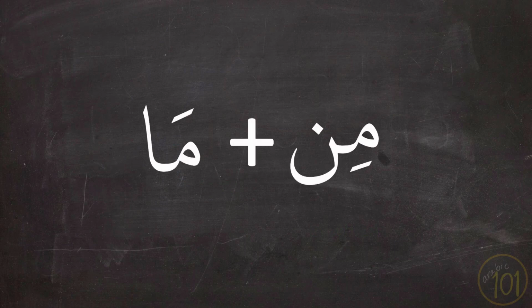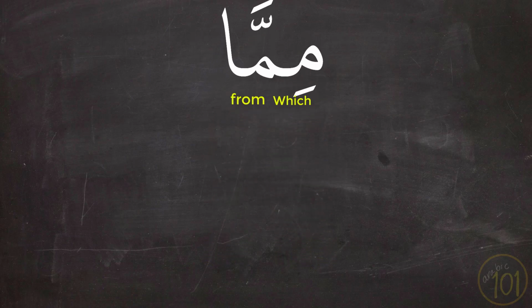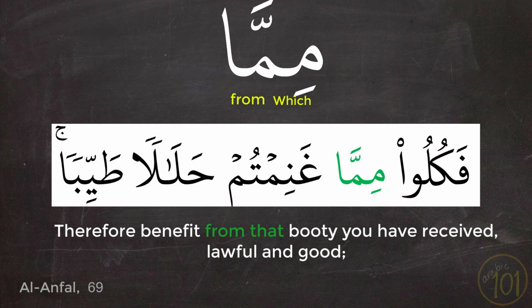آتاهما. Next is the combination of min and ma. Min means from, and when it is added to ma, we will have mimma. And here we also add ghunna of 2 harakat, so we would say mimma. And as you can see, the noon of min is fused together with the mim of ma, mimma, and it means from which, like in this example. فَكُلُوا مِمَّا غَنِمْتُمْ حَلَالًا طَيِّبًا.